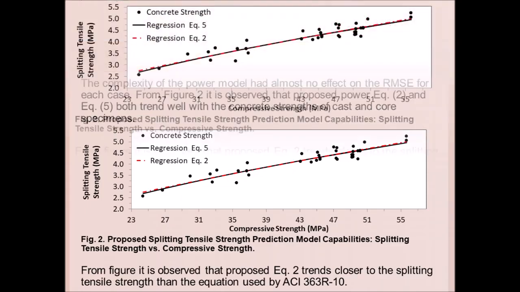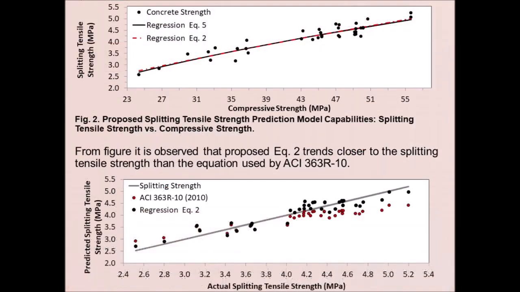In this figure, it is observed that the proposed equation 2 trends closer to the splitting tensile strength than the equations used by ACI 363R-10, which is for high-strength concrete.